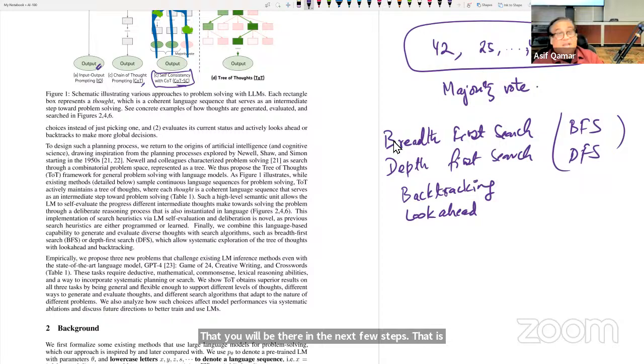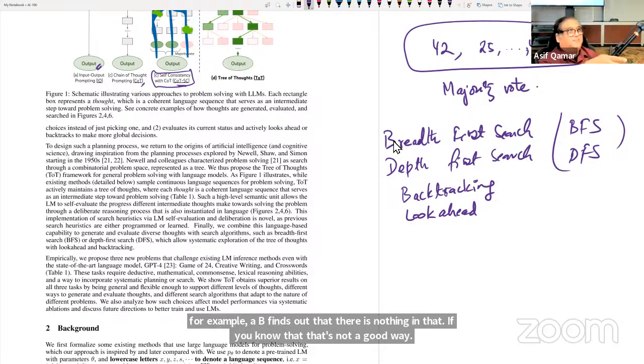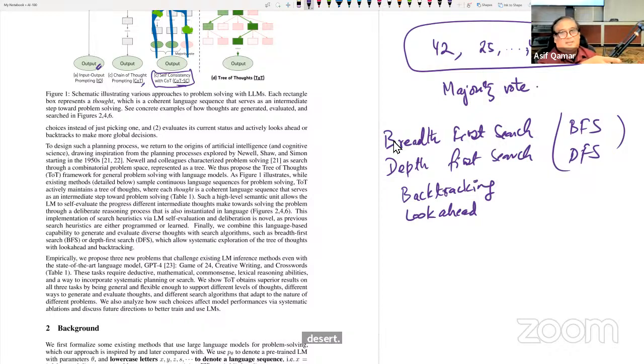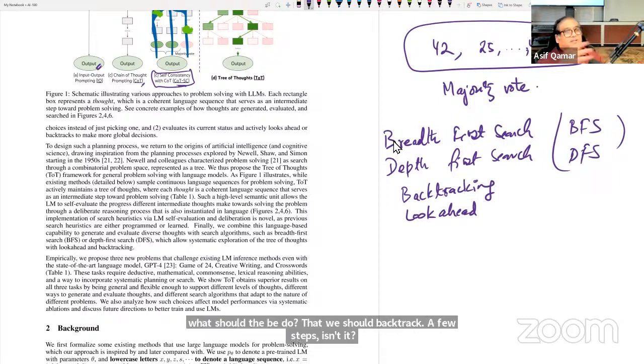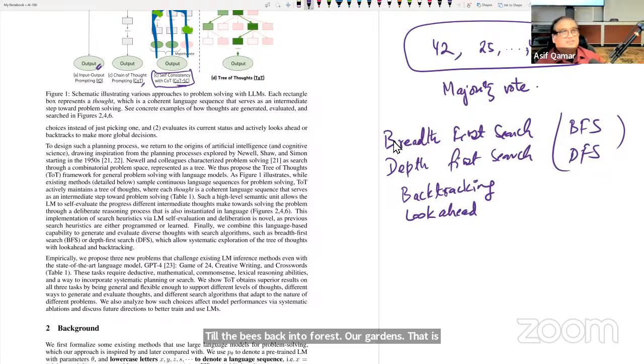And backtracking is just knowing that that's a wrong path and coming back. Right? Are we together? If you know that that's not a good way. So for example, a bee finds out that there is nothing in that direction. After a few trees, it's just desert and more desert. So what should the bee do? The bee should backtrack a few steps, isn't it? Till the bee is back into forest or gardens. That is backtracking. Breadth first search and depth first search, I'll mention it to you, what it is.